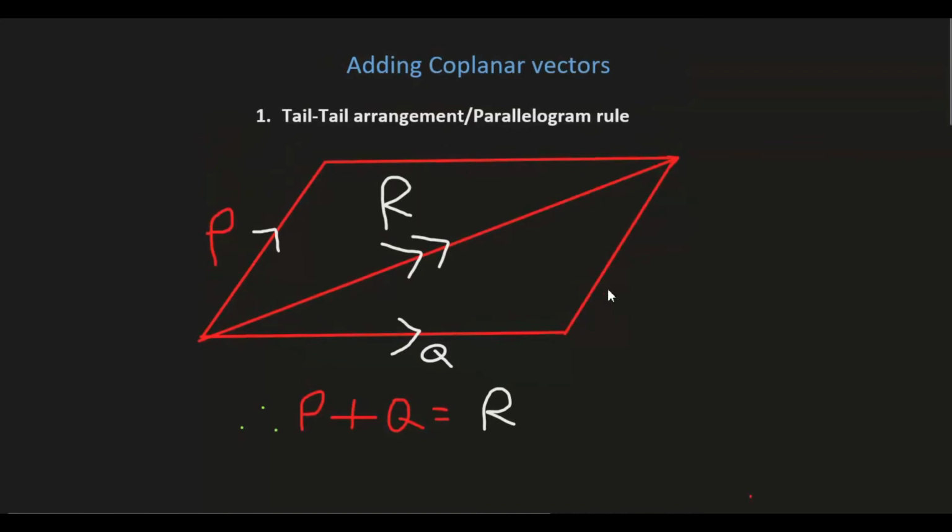We constructed a parallelogram, right? So if we know the length of this vector and the length of this vector, and we know this angle, we can easily build up a parallelogram, right? Alright, so this is how you find the addition of two vectors if they are in a tail-tail arrangement.